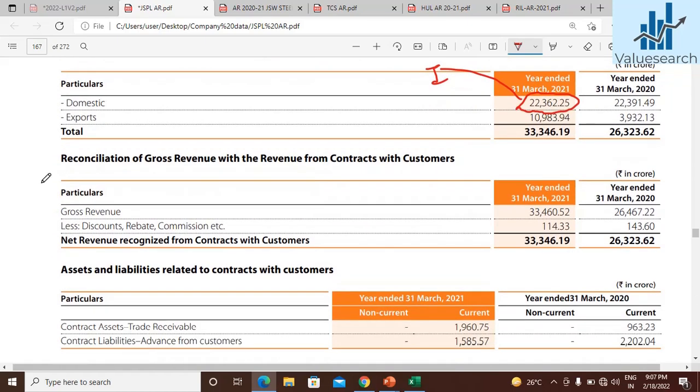Reconciliation of gross revenue with revenue from contracts with customers. How have they reconciled this amount? You can see the gross revenue was this much, but the company has allowed discounts, rebates, and commissions worth this much. So the net revenue recognized from contracts with customers is actually this much.